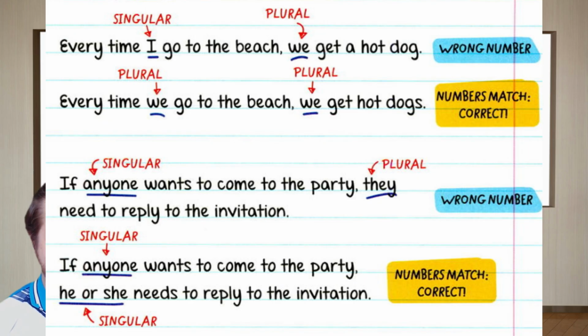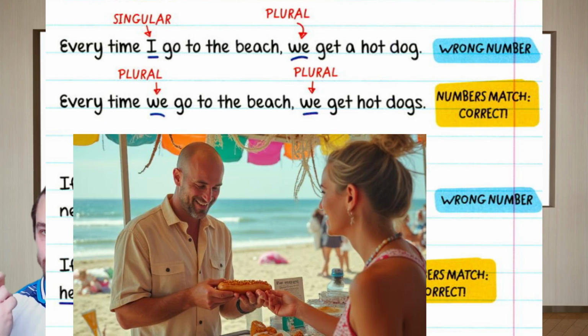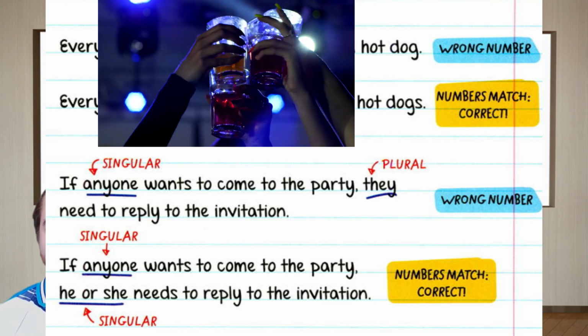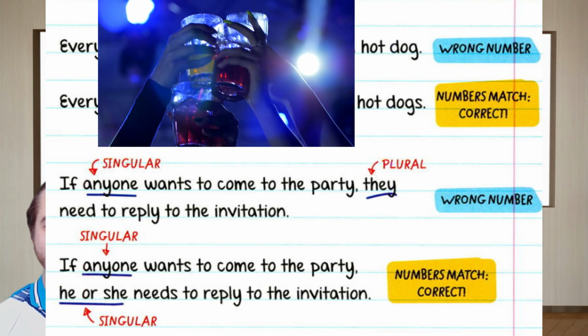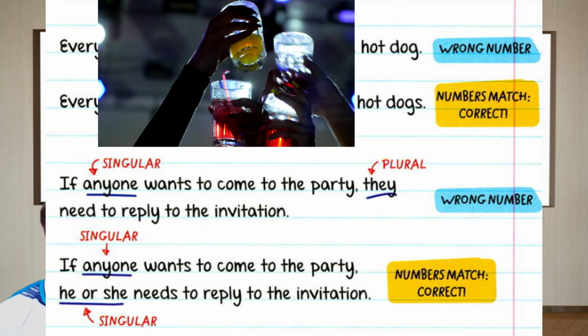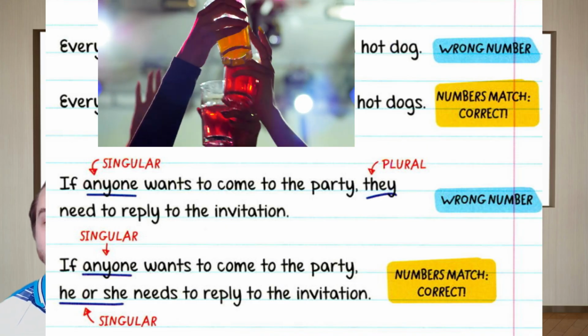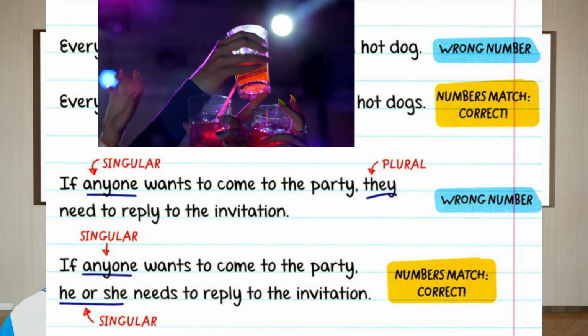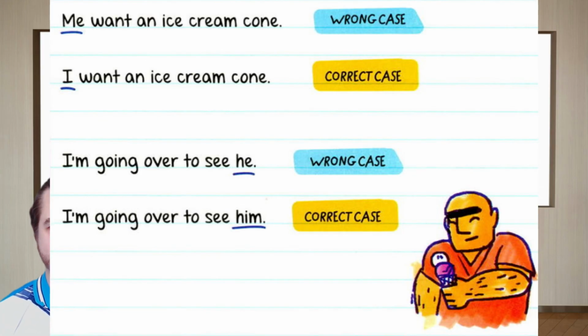The subject I is singular, but we is plural. So to fix this, say, every time we go to the beach, we get hot dogs. We and we, both plural. If anyone wants to come to the party, they need to reply to the invitation. Anyone is singular, so it should be, if anyone wants to come to the party, he or she needs to reply to the invitation.